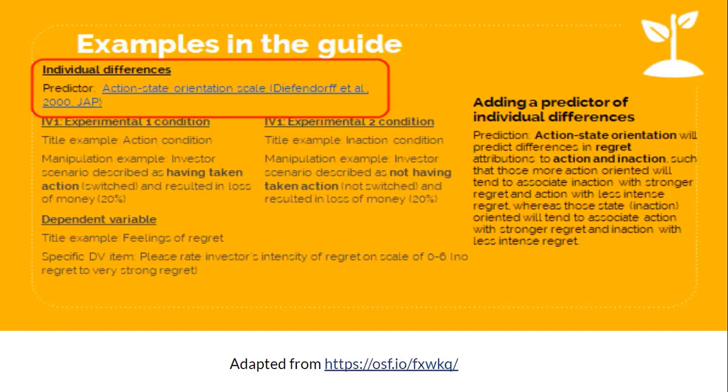The prediction is that action-oriented people tend to associate action with less intense regret and inaction with stronger regret. State-oriented people associate action with stronger regret and inaction with less intense regret. So what can be done is correlation analysis. This is an individual difference scale extension. Pretty good one, and a pretty simple one to implement too.